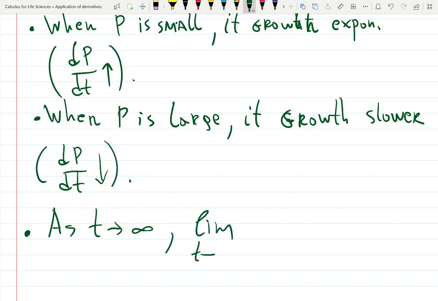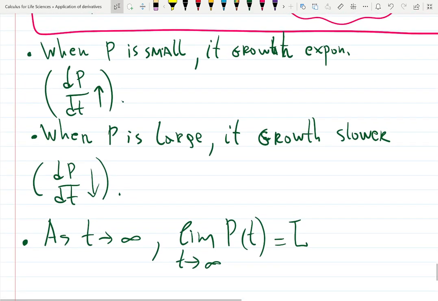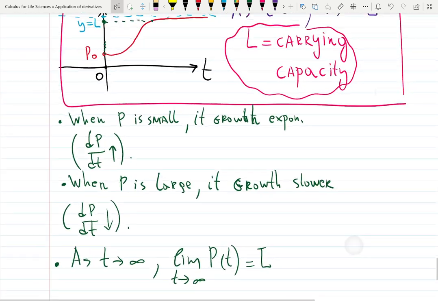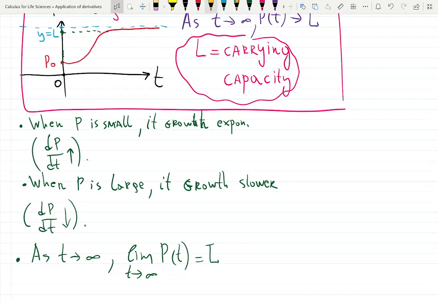Then the limit as t goes to infinity, the population now has a fixed limit. Remember, it might never reach it, but at least it's there, which is L, which we're going to call carrying capacity. Concavity, which I just mentioned, maybe confused you a little bit. This is my point of inflection. At this point, something happens.